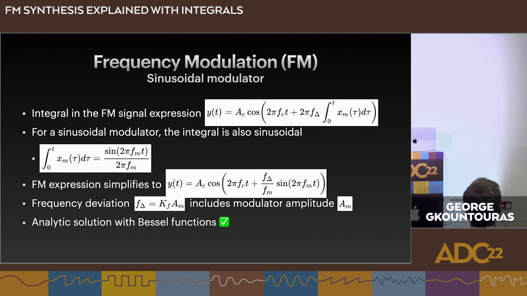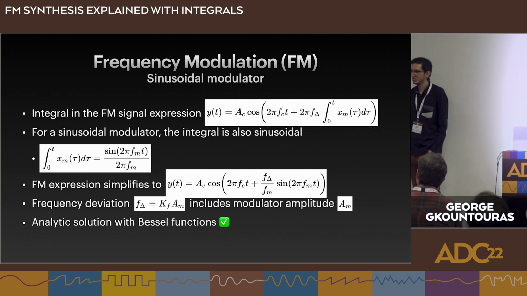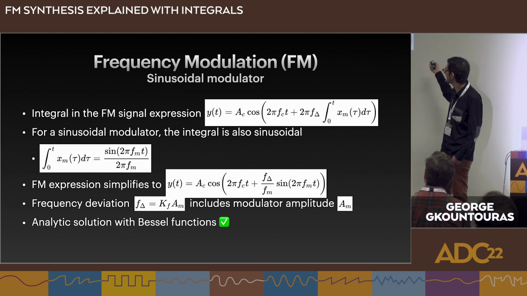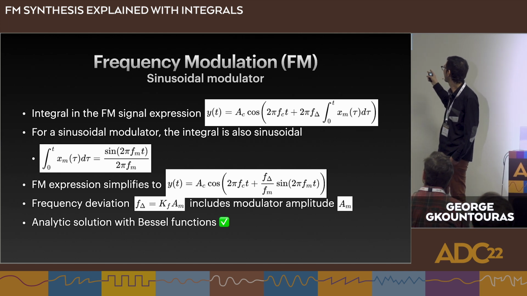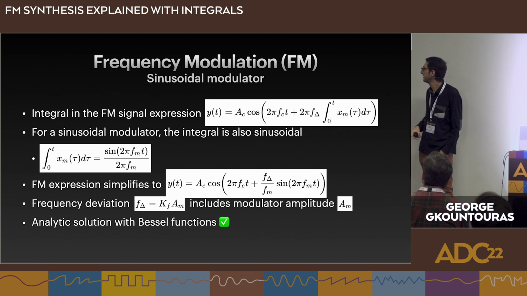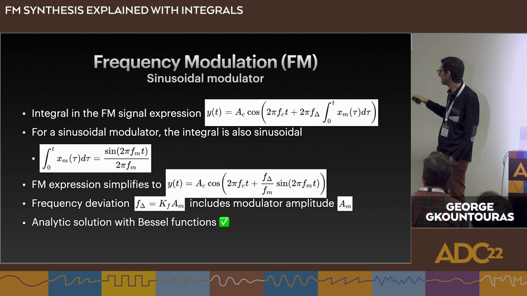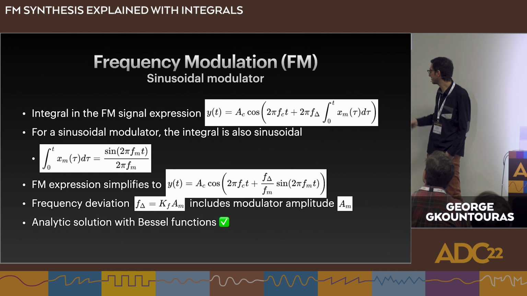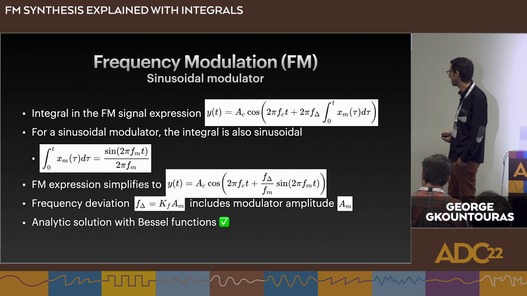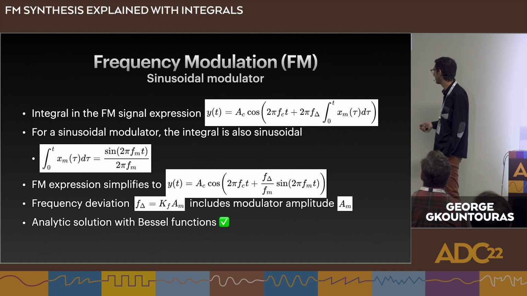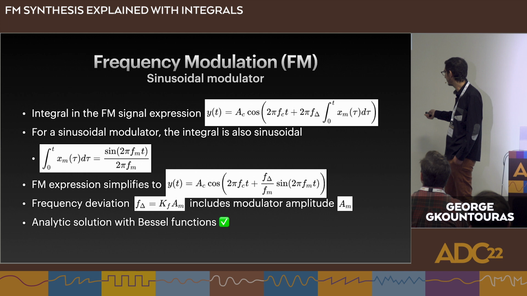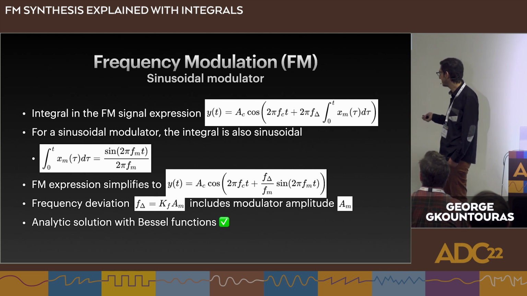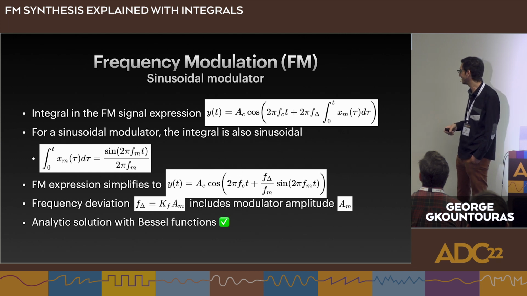So in the easy case, we have a sine that's modulating another sine, so we can insert the modulating signal into the expression, and for a sinusoidal modulator, its integral is also sinusoidal. So this is the easy case, and we can simplify the expression, and we have this result. We can also define the frequency deviation that depends on the amplitude of the modulator. And since this is a good case, we also have an analytic solution that involves Bessel functions. You can look this up. I will not bore you anymore.